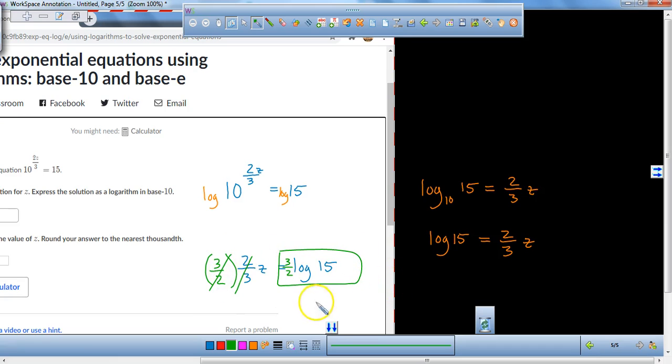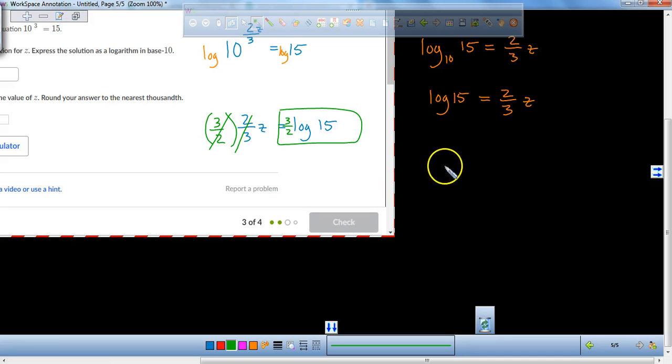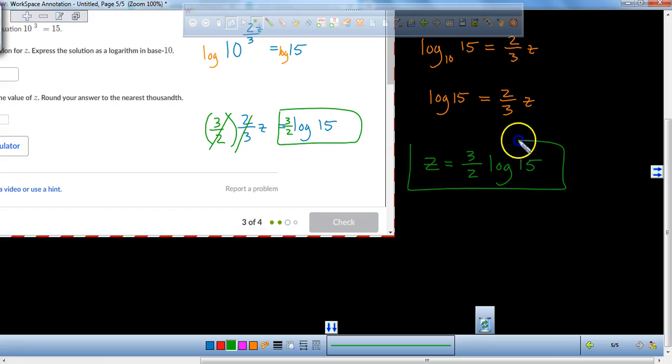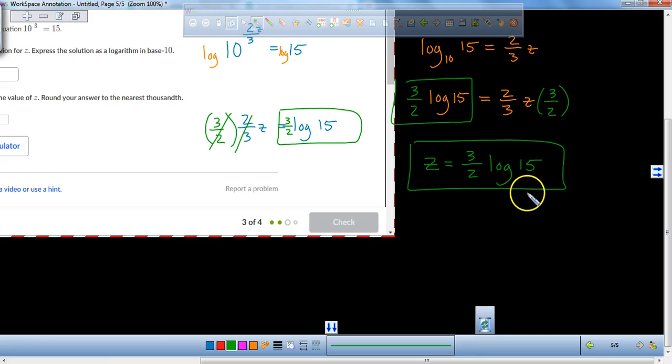Because these cancel each other out, my final answer is z equals 3/2 log of 15. And that's beautiful right there. All I did was multiply both sides by 3 over 2, and you can see the same answer because these cancel out. I love this blackboard. It's awesome. Okay, so that's my exact answer.